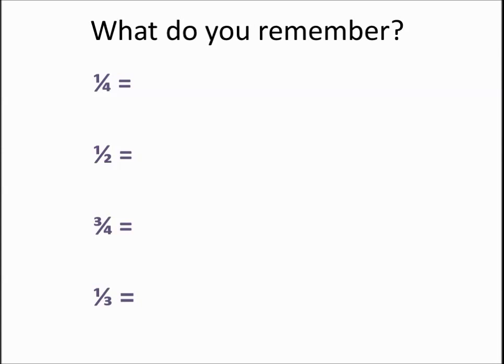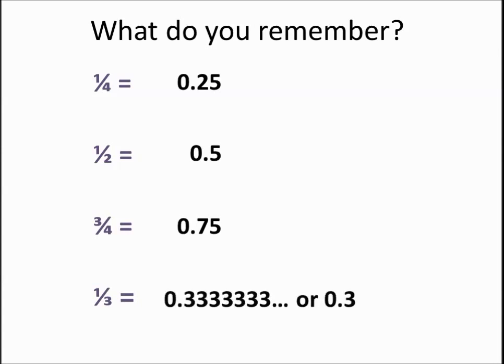Okay, so let's check these answers. So those first 3, notice they're terminating. 1/4 is a quarter, 0.25. 3/4 is 0.75. But the last one, 1/3, that's a repeating decimal. It's 0.333333 forever, or 0.3 repeating with a bar.